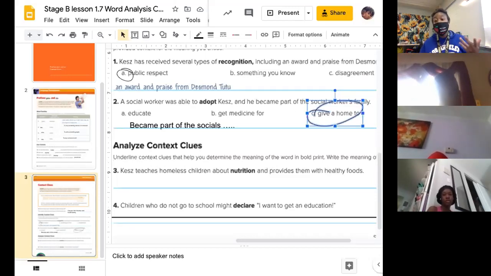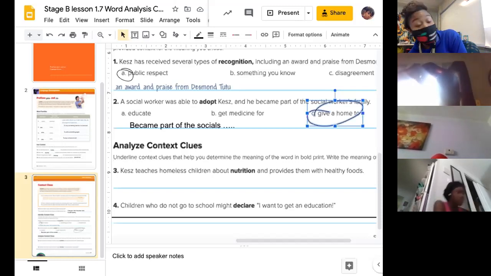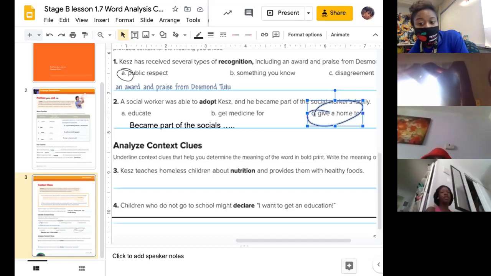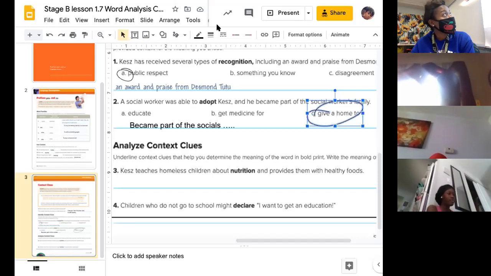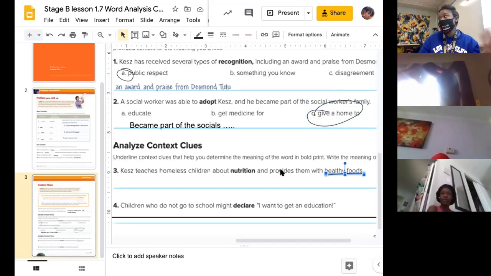Or when you hear the word nutrition, what do you think about? Healthy foods. Do we see healthy foods in that sentence? Yeah. So that's our context clue. So that's what I'm going to underline, okay? I'm going to underline healthy foods. And now I just have to figure out what the meaning of nutrition is. So when I hear nutrition, I think about healthy foods.